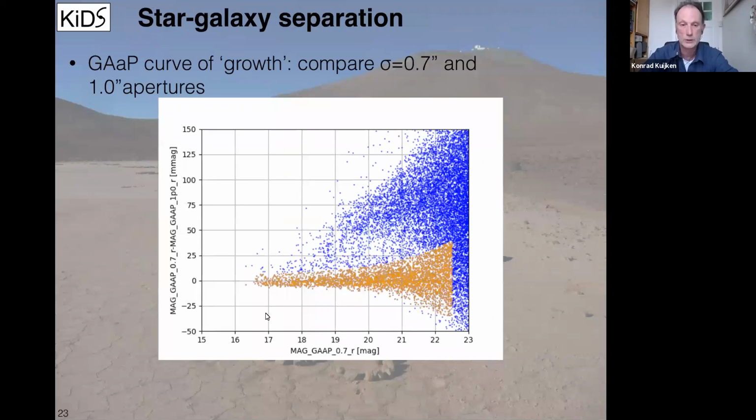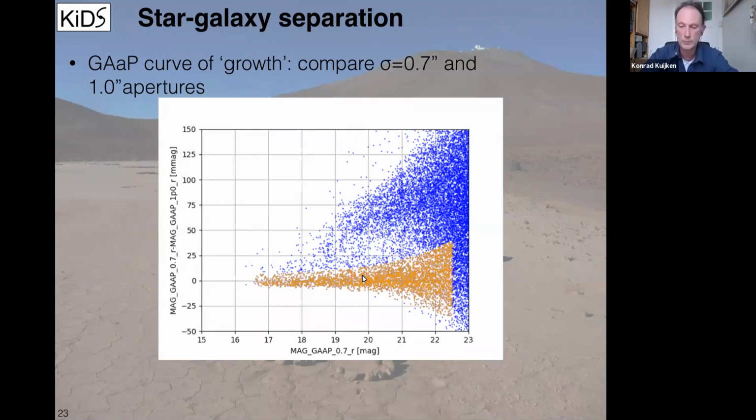Star galaxy separation. This was actually a nice surprise, how well this worked. So this is for one KiDS tile, 1 square degree. The vertical axis is the difference in the magnitudes corresponding to the Gaussian flux in a 0.7 arcsecond aperture and a 1 arcsecond aperture. And as I said, for stars there should be no difference, so that magnitude difference is 0 here. You see this nice stellar sequence. And for galaxies, there's always more flux in the larger aperture than in the smaller aperture.